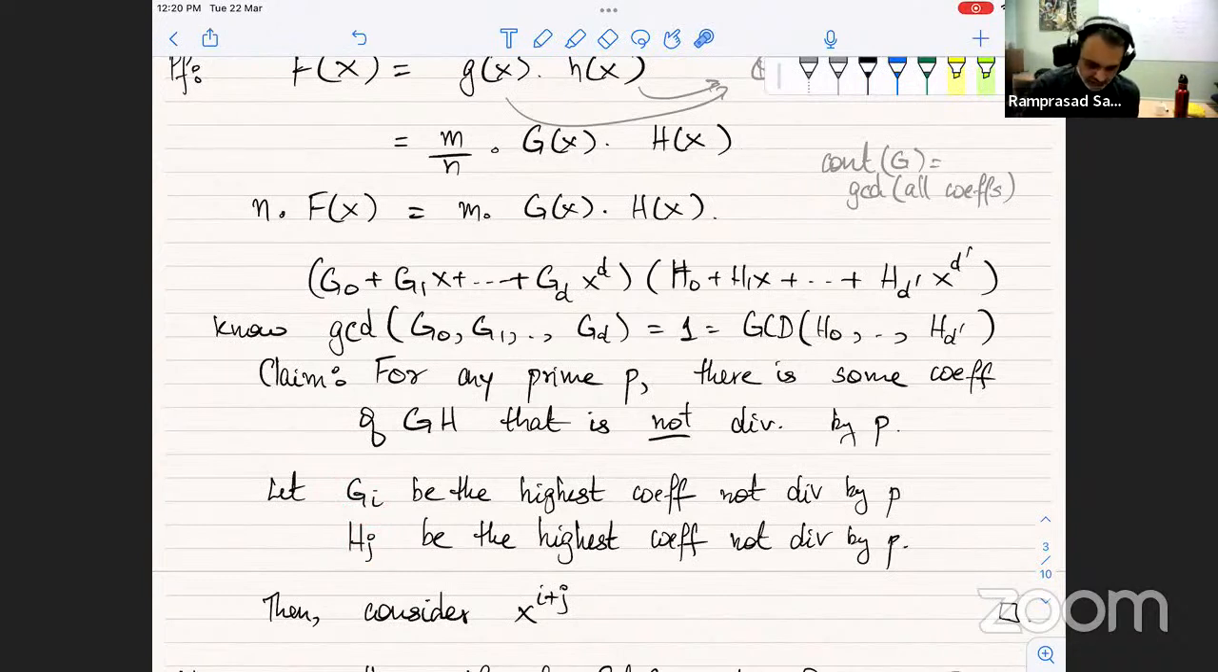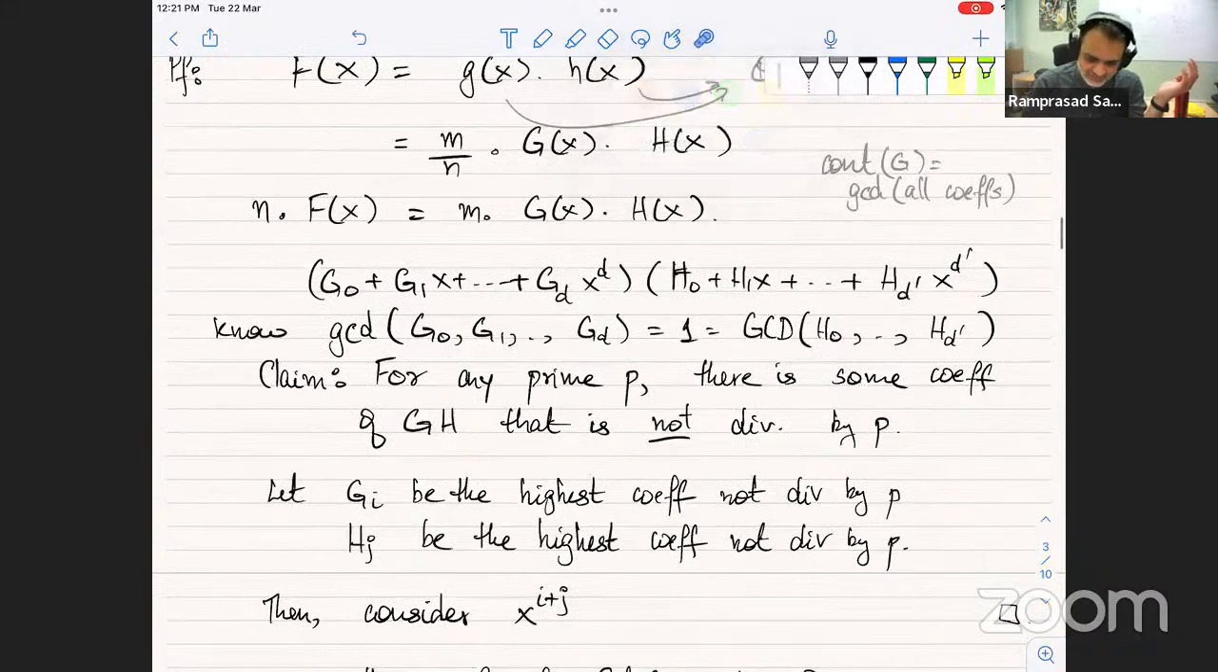Every other contribution will be one of these g's times one of these h's. But one of them has to have index larger than i or larger than j, because they have to sum up to i plus j. And I know all of those are divisible by p. So this one term is going to be not divisible by p. Therefore, you now get that this particular coefficient is also not divisible. So this basically tells you that the common factor across the product g(x) h(x) is nothing.